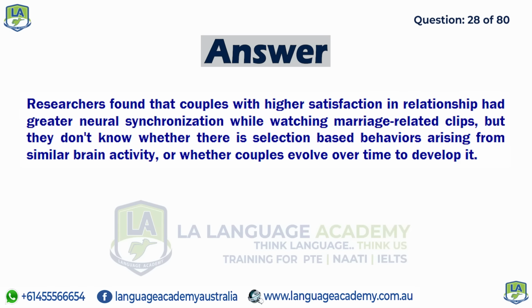Researchers found that couples with higher satisfaction in relationship had greater neural synchronization while watching marriage-related clips, but they don't know whether there is selection-based behaviors arising from similar brain activity, or whether couples evolve over time to develop it.